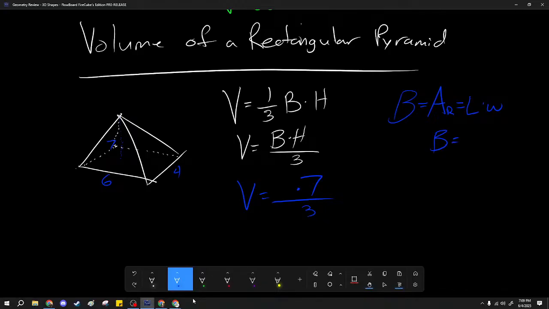So our area of the base, B, is length is 6 and width is 4. It actually doesn't matter what number goes into what. 6 times 4 is the same as 4 times 6, which is 24.